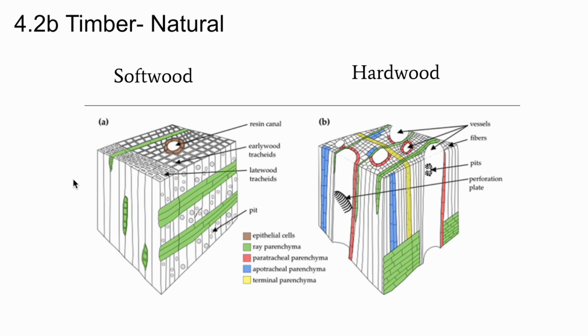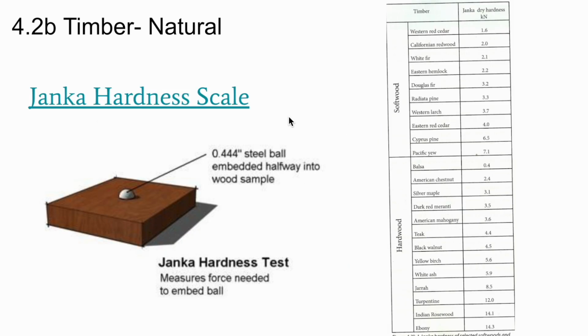Softwoods have a more simple structure, and you can see that in this drawing right here. Hardwoods have a more complex structure, and you can see that in this cellular diagram right here. We measure the hardness of a type of wood using something called the Janka hardness scale. And basically what they do is they take a steel ball and they embed it halfway into a wood sample, and they measure how much force is required to embed that ball.